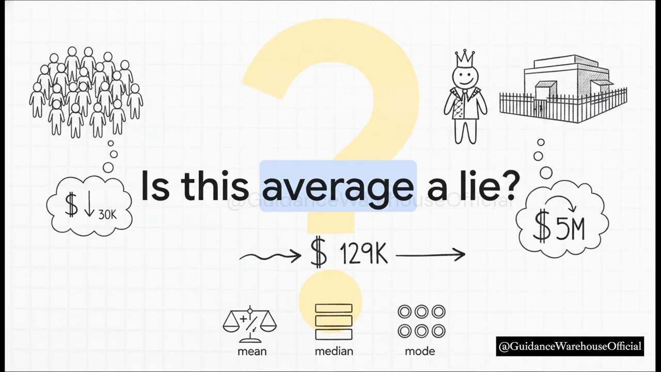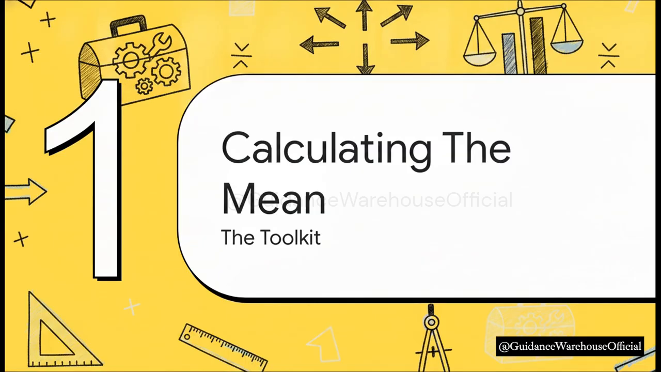So, by the end of this explainer, you are going to deeply understand the core measures of center, the formulas behind them, and exactly which one to trust in the real world so you never get tricked by data again. Let's do it. Section 1. The Toolkit. Calculating the mean.